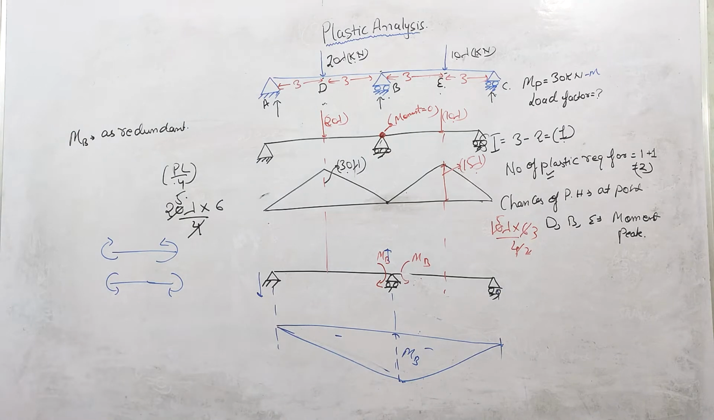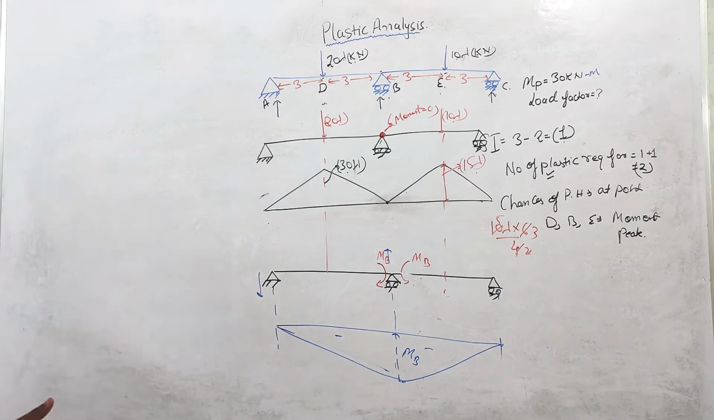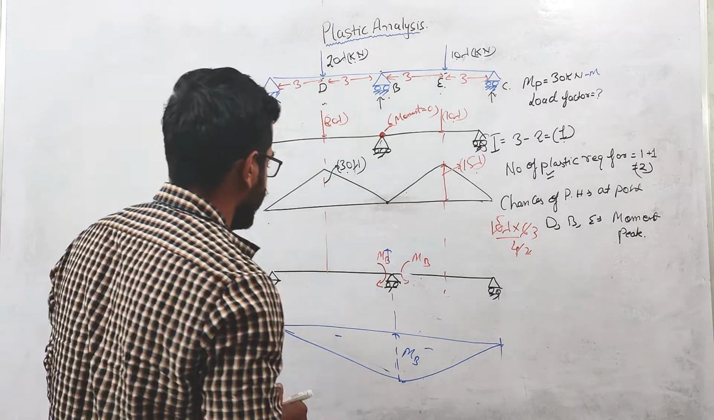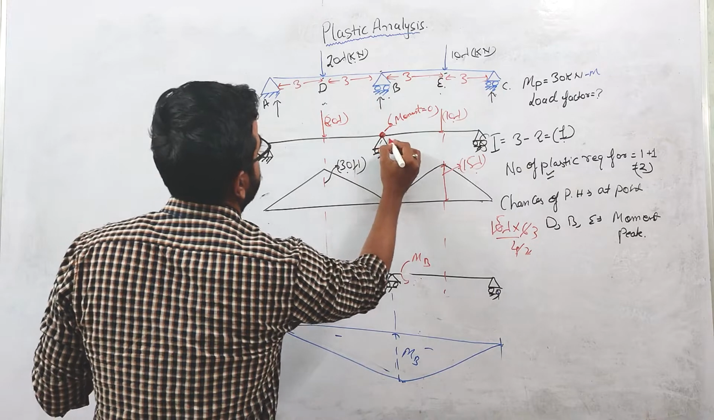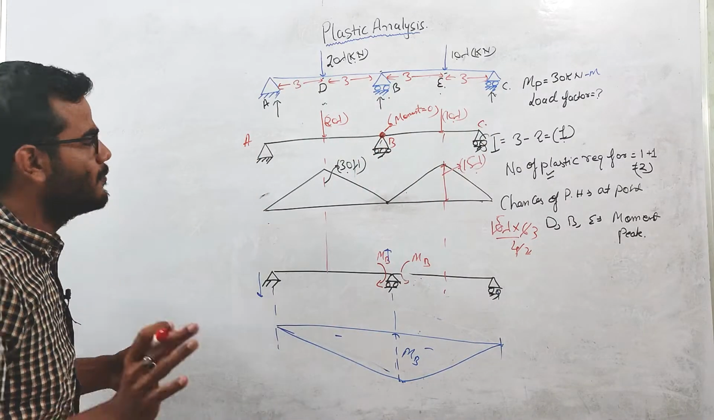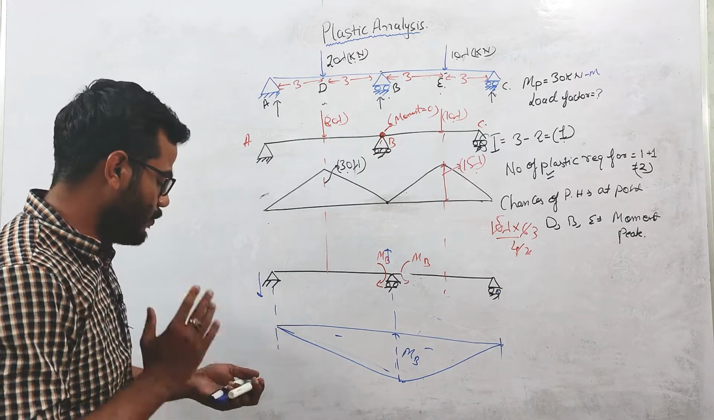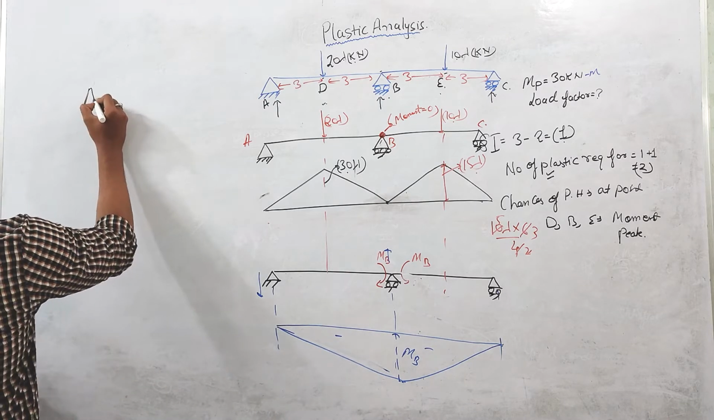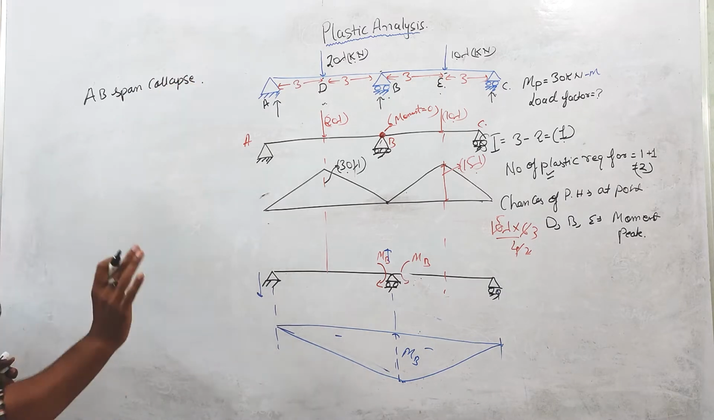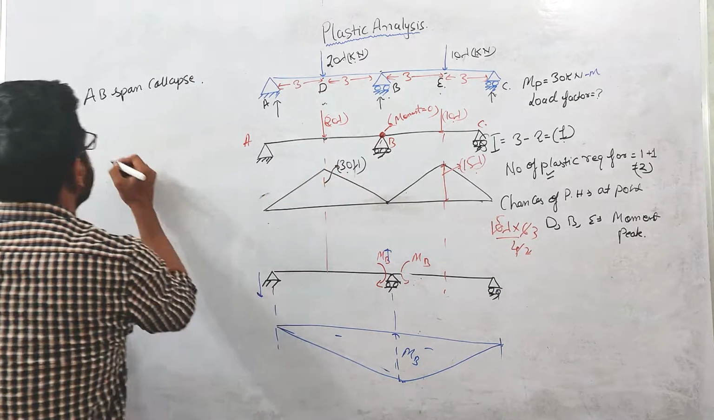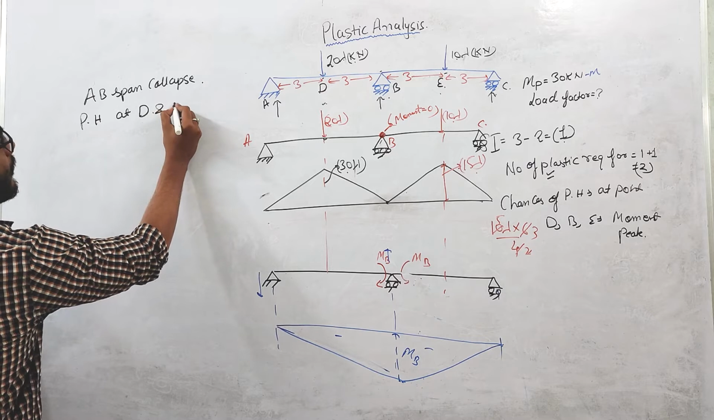Now what we will do? Now we will be writing the equilibrium equation in terms of moment. First I'm considering that this is A, this is B, this is C. I'm considering that AB span will fail. In the case of a continuous beam, we have to check each individual span. So first I'm assuming that AB span will collapse. If AB span collapses, the plastic hinge will form at D and B.